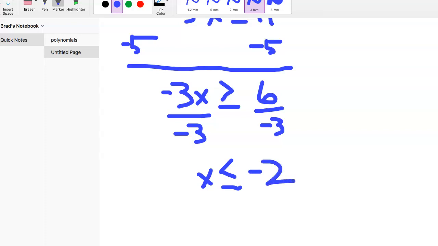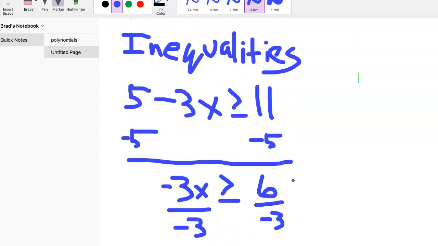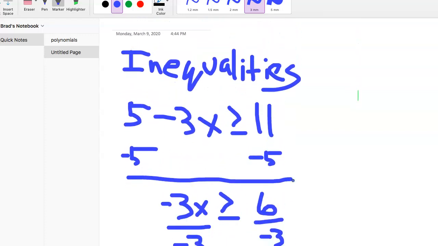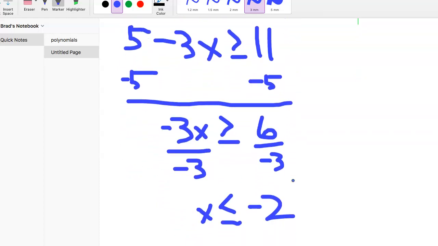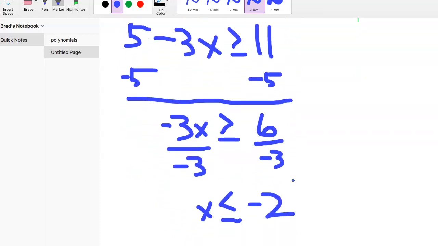There's our answer. Okay, so that's pretty much our steps, right? First thing we do, we make sure we get that variable by itself. In this case, it was -3x. So we subtracted 5 from both sides. Then we divided by -3 so that there would just be the x without a number next to it. When we divided by -3, we had to flip the sign, and then just some basic math, and we got our answer and we're done.